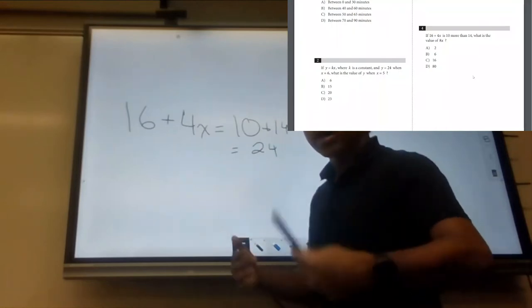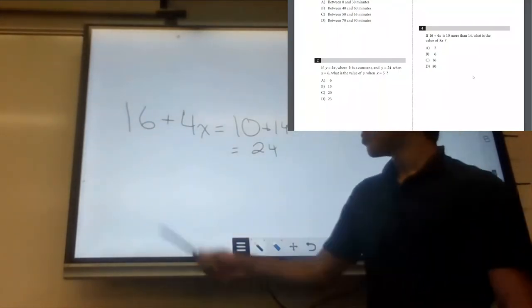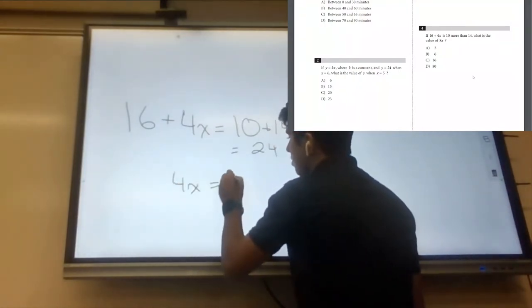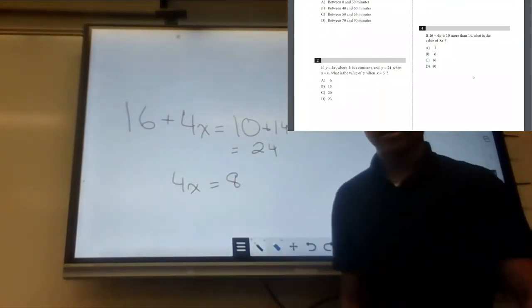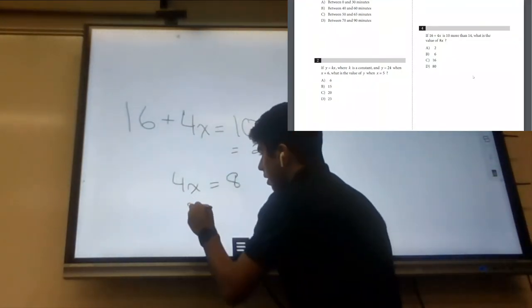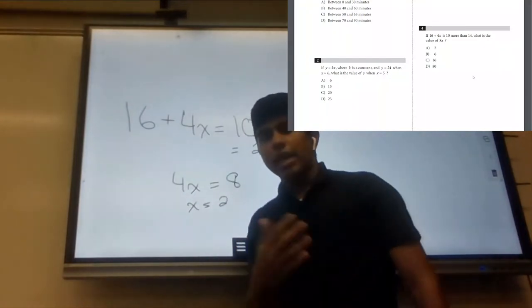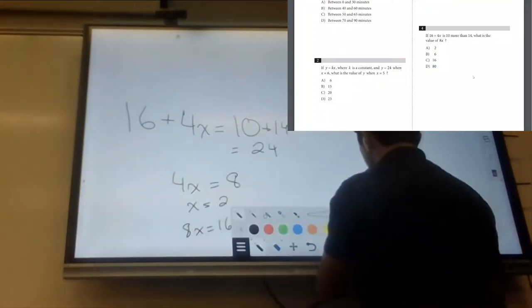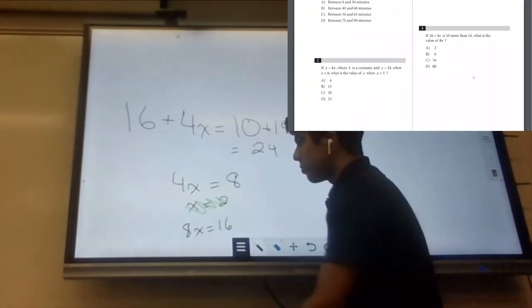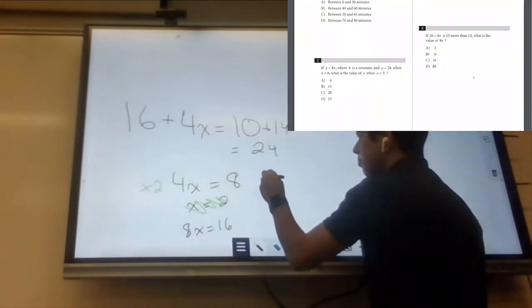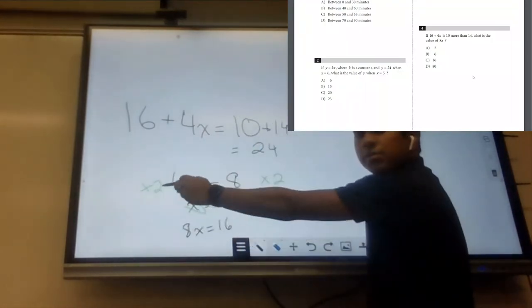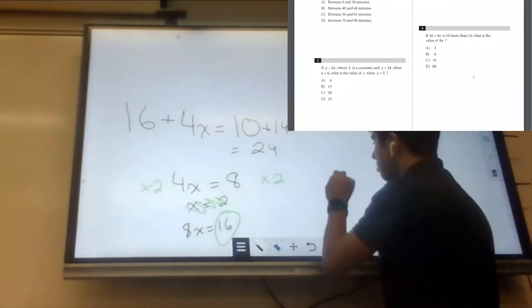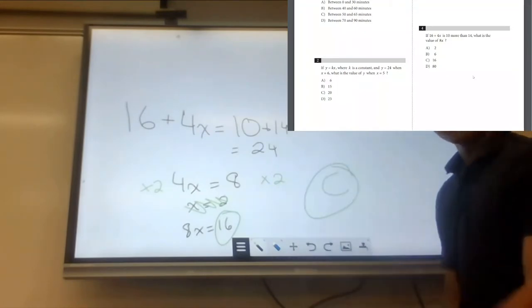All right, now we're asked for the value of 8x. Well, let's see, I can subtract 16 from both sides and I get 4x equals 8. And obviously I can divide by 4 and get x equals 2, and then 8x would be 16. But I can also just skip this step altogether by just multiplying both of these by 2. So 4x times 2 is 8x, 8 times 2 is 16. Our answer is 16. Answer choice C. And that is question number 4.